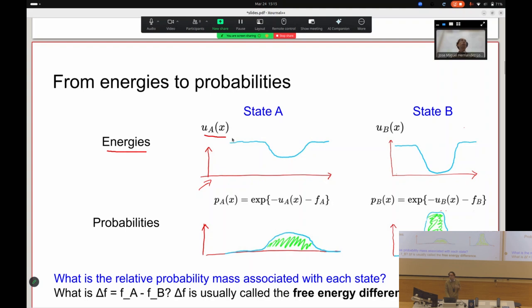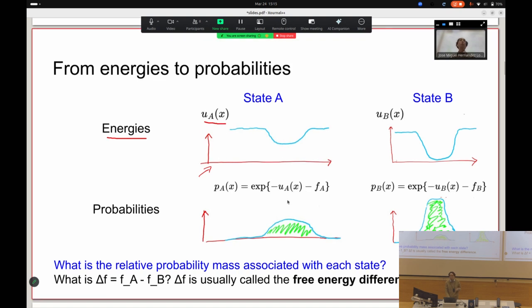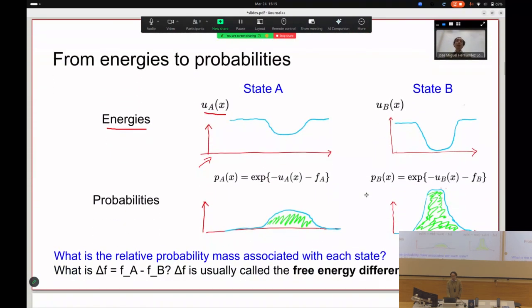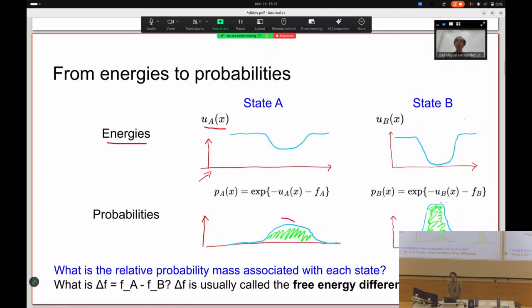From these energies, you can go to probabilities using the exponential function of minus the energy and adding a normalization constant. These are called the Boltzmann distributions. If you have access to these energies of the configuration of molecules, you can obtain the probabilities that the molecules will be in some particular configuration. So from the energy function, you obtain now a probability density. And the question that we want to answer is, what's going to happen in the real world, state A or state B? The answer is, which state has more probability? What is the probability mass, the area, under the densities?